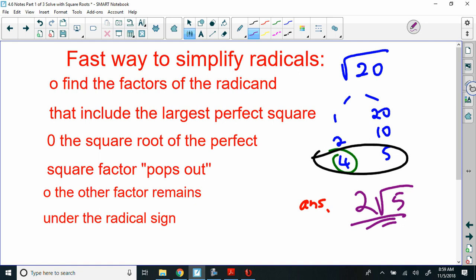When you simplify radicals, you have to find factors of a number. Finding factors of a number is a very important skill in advanced math. Knowing your perfect squares is also important, right?